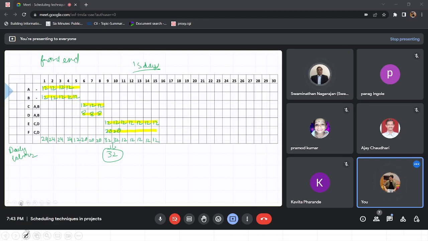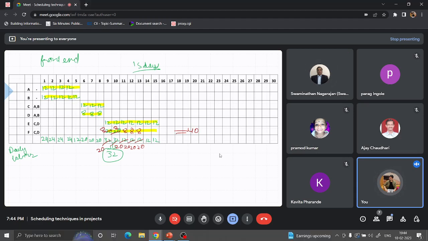So even if I'm using 8, then also my man days remain the same, but my labor requirement changes. It becomes 20, 20. So you get a more uniform labor requirement. So why are we focusing on the uniformity of labor requirement? Why are we doing resource leveling? That becomes a question.